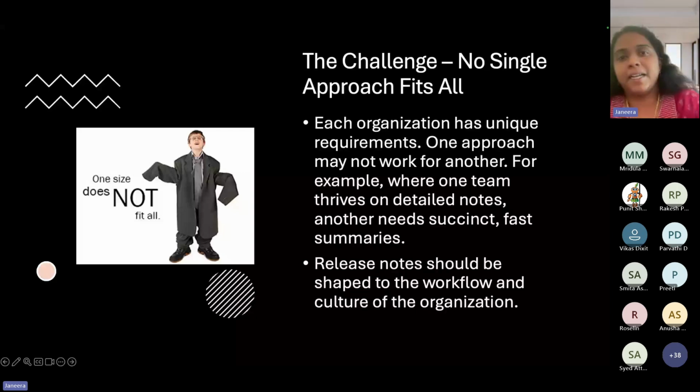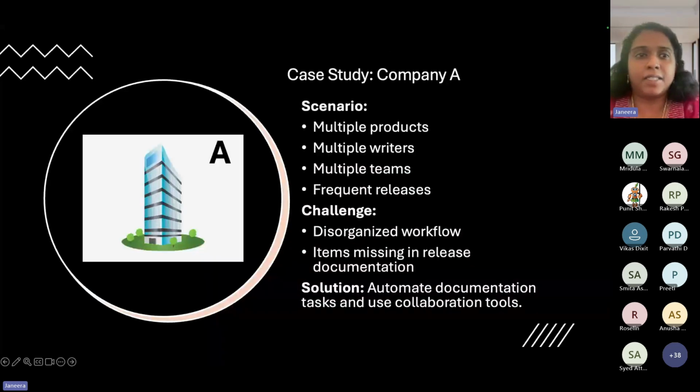So let me take you through a case study of two entirely different companies. This is company A. Company A has multiple products, multiple tech writers, and multiple Scrum teams. All these teams are working simultaneously, and there are very frequent releases. So the challenge is often there was confusion, there were missed updates in the release notes.